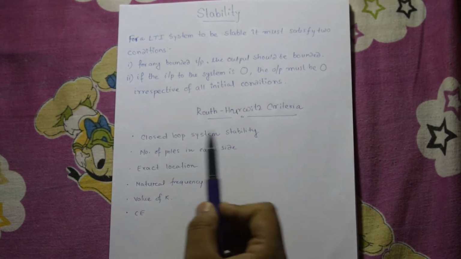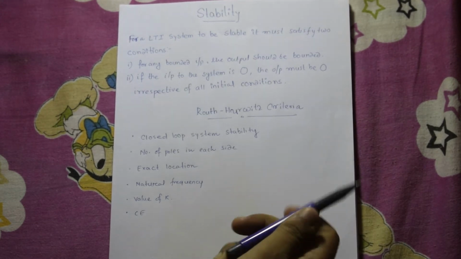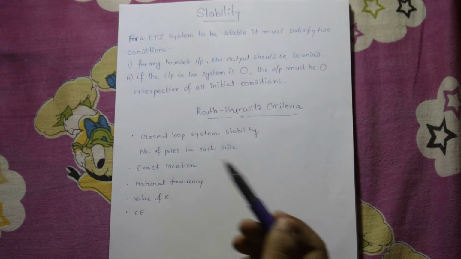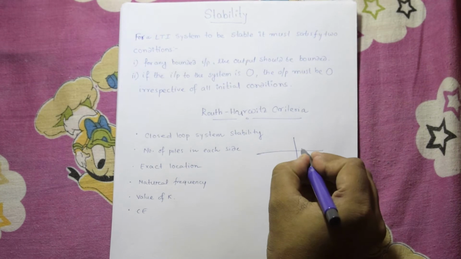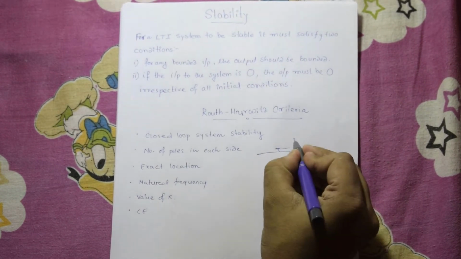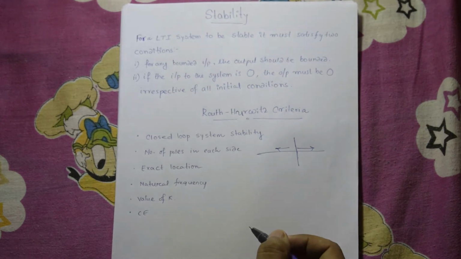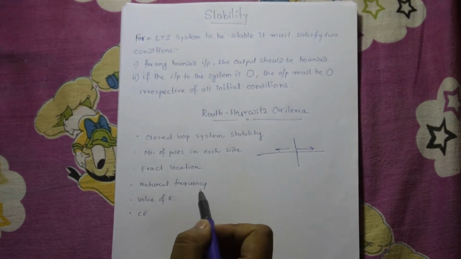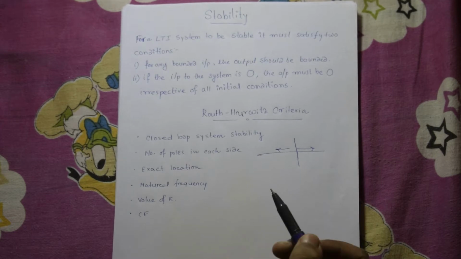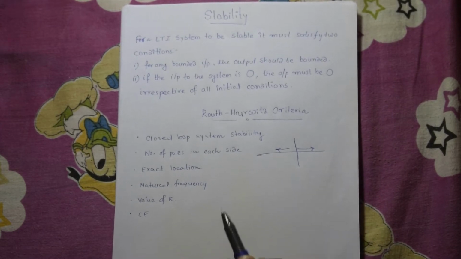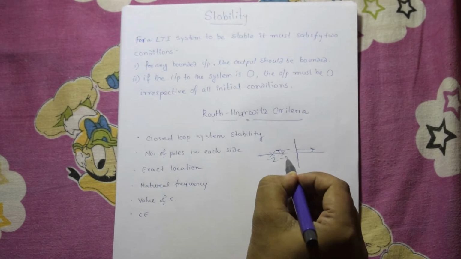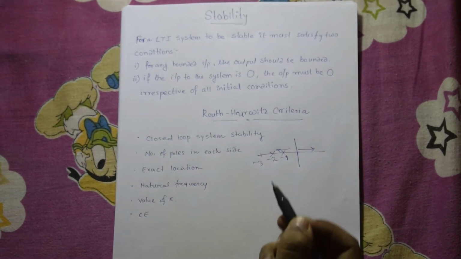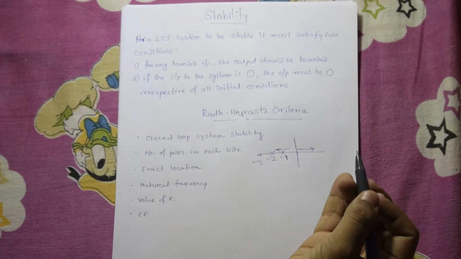So what are the purposes of the Routh Hurwitz Criterion? We can find the stability of a closed loop system. We can also find the number of poles in the right hand side of the S-plane. That means we can find the number of poles in the right hand side of the S-plane, the left hand side of the S-plane, and on the imaginary axis also. We can find the natural frequency also by this method, and the value of k for which the system is stable. Now, one disadvantage of the Routh Hurwitz criterion is we cannot find the exact location of the pole. It means we cannot say the pole is at -2 or -1 or -3. We can only say that the pole is in the left hand side or the right hand side.